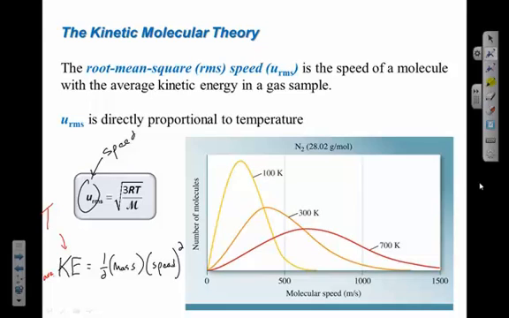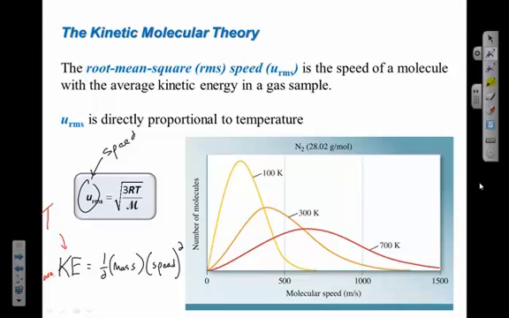So if you know something about temperature, which was on the quiz question, choose samples at the same temperature. Don't even worry about anything else. If the question is about temperature and they're at the same temperature, they have to have the same average kinetic energy. The speed of the particle, though, is determined by both the temperature and the mass. So this graph illustrates that.